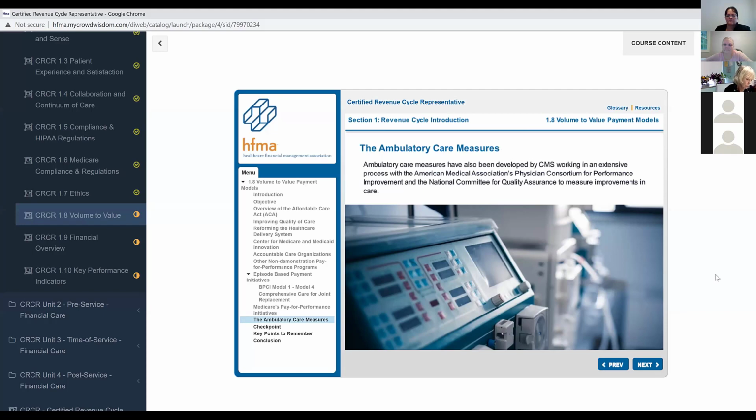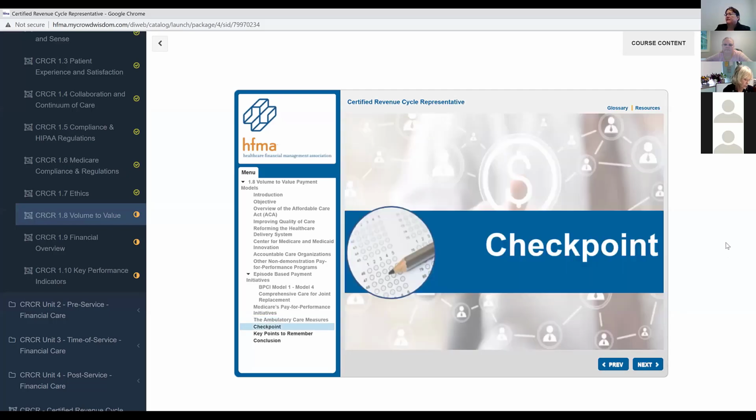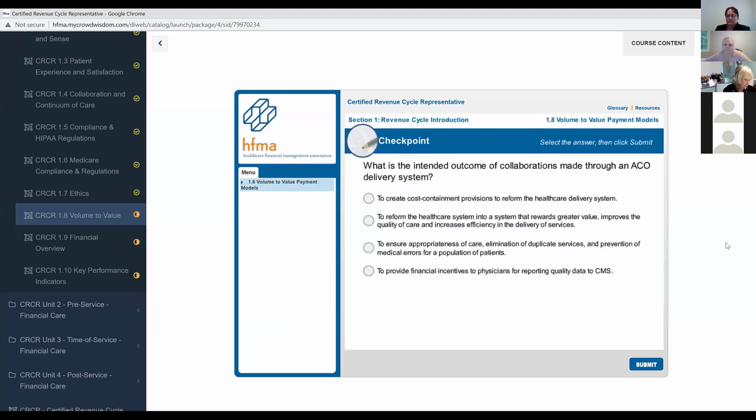So our last slide brings us to a checkpoint. What is the intended outcome of collaborations made through an ACO delivery system? So if we think back to the first couple of slides, it's actually to ensure the appropriateness of care, elimination of duplicate service, and prevention of medical errors for a population of patients. If you think of the ACO, it's always around a specific population of patients, population health, if you will. So answer number one, I believe.